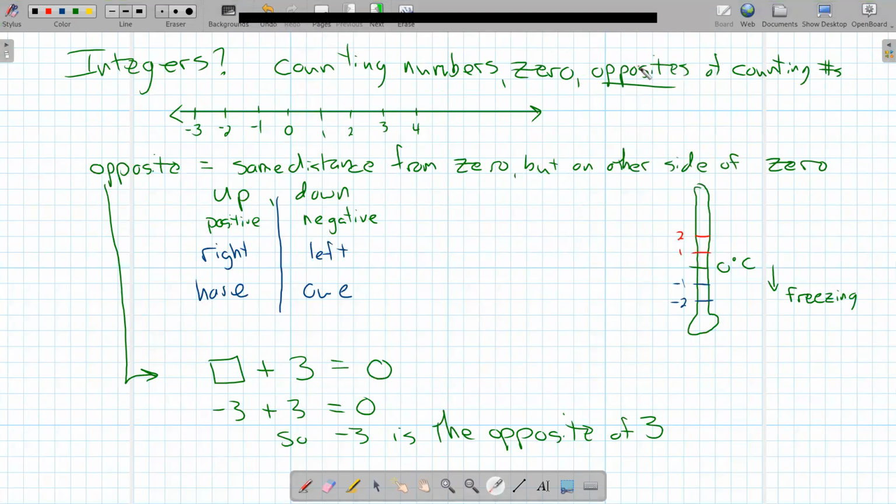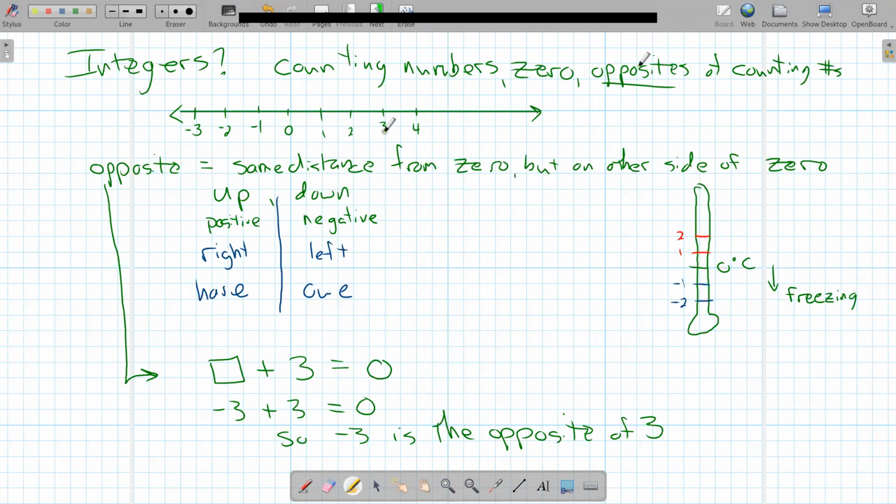So again, integers: counting numbers, 0, and the opposites of the counting numbers. And then there's a few ideas of what opposite means. The basic one is same distance from 0, but on the other side. So the opposite of 3 is -3 because they are each the same distance from 0, but they're on opposite sides.